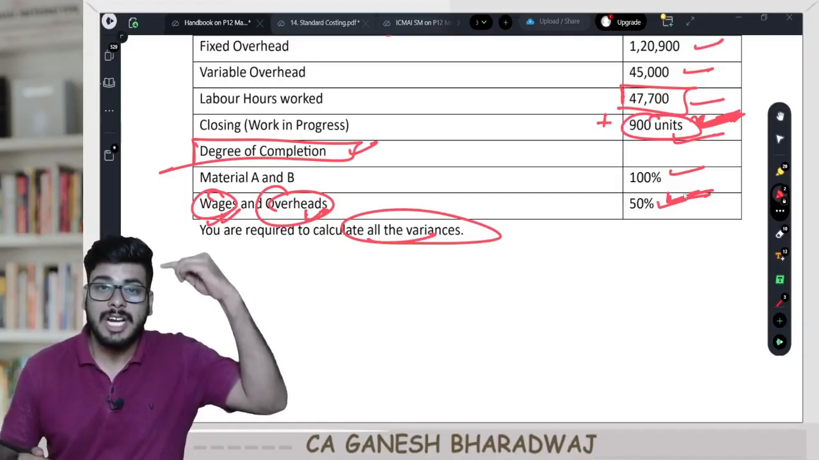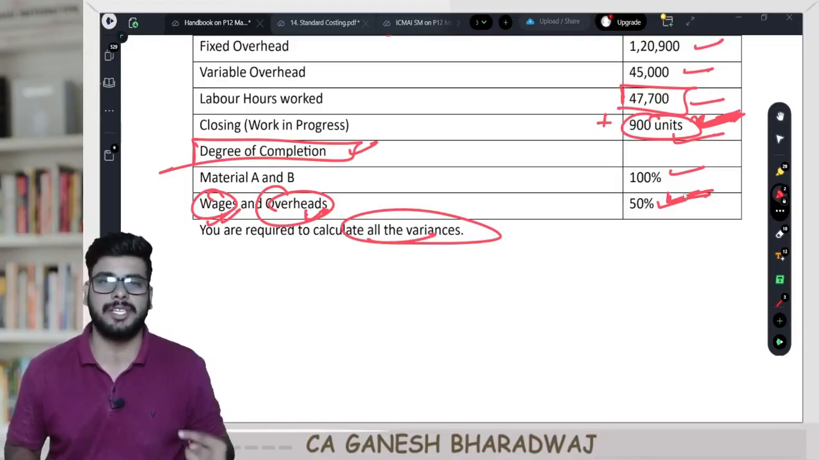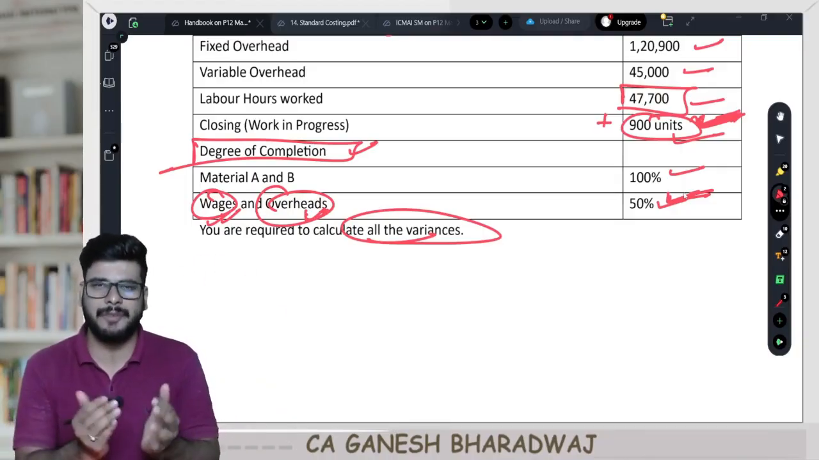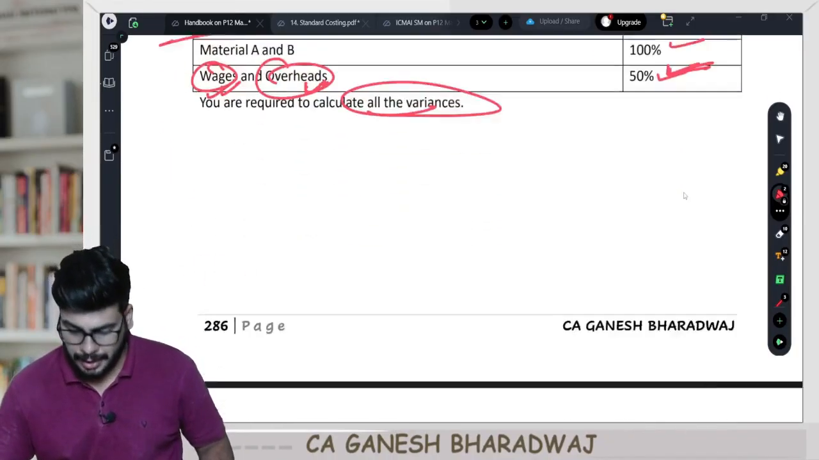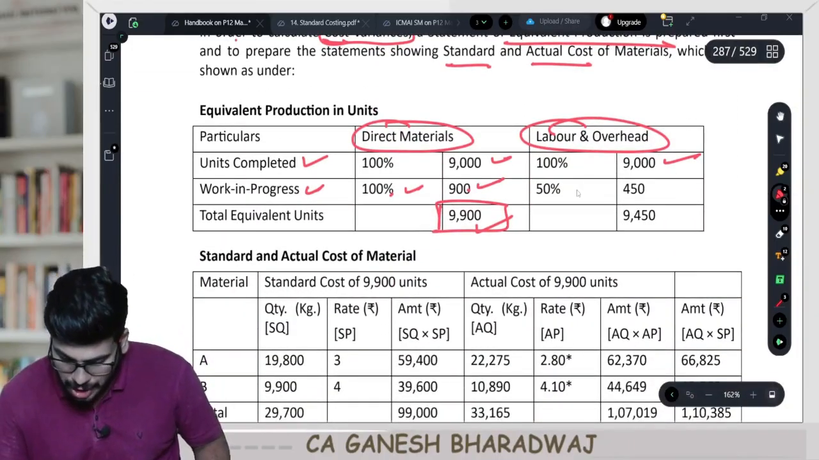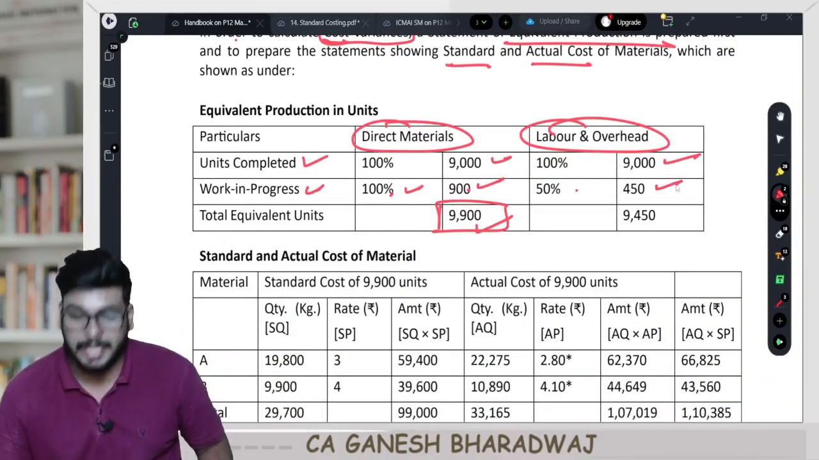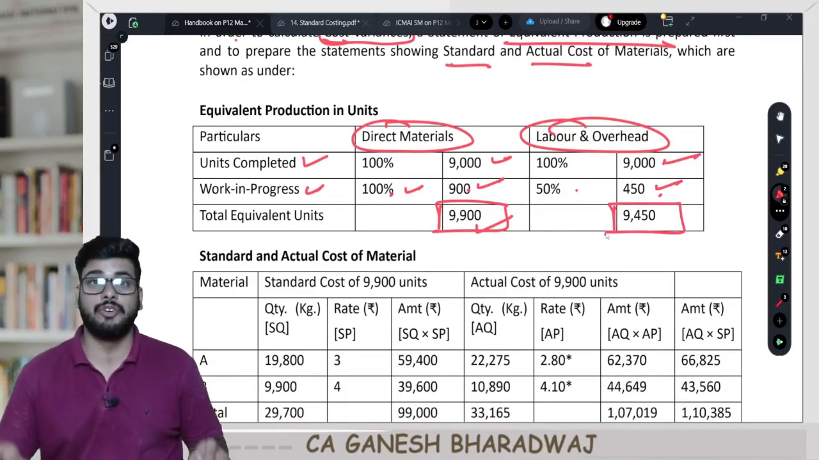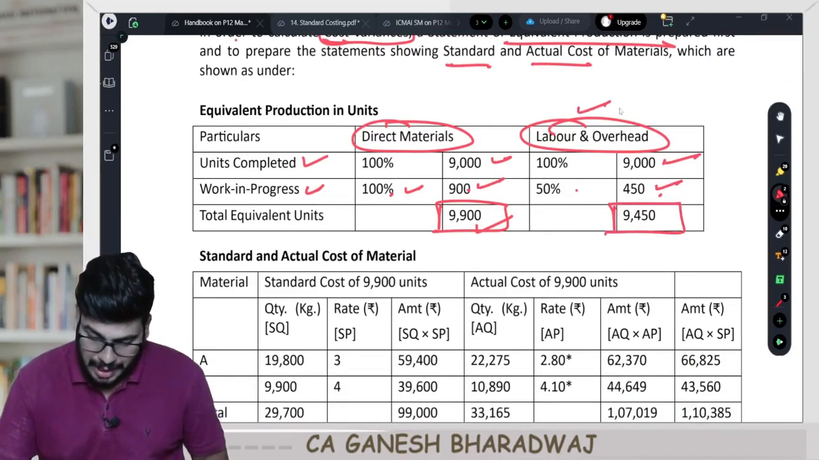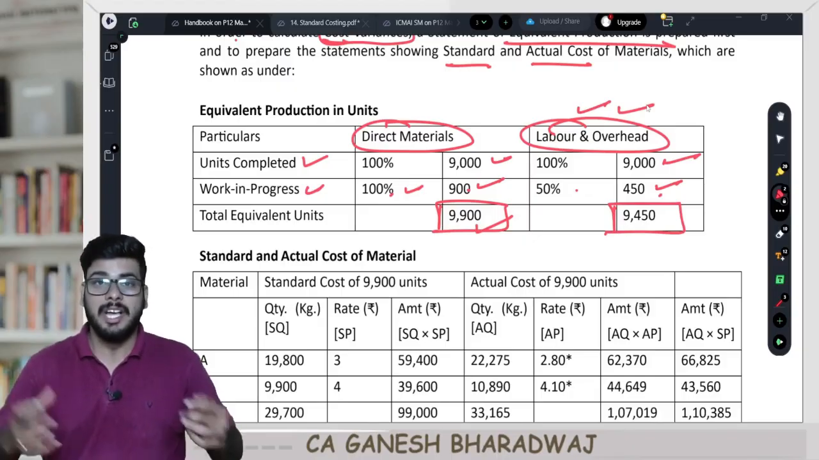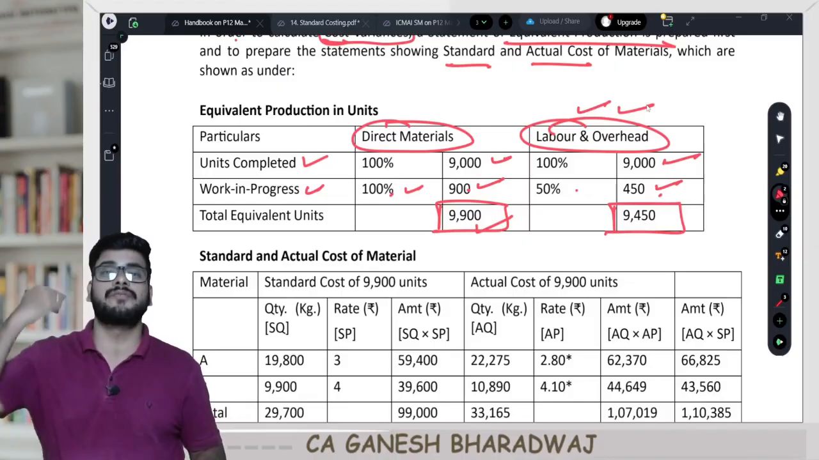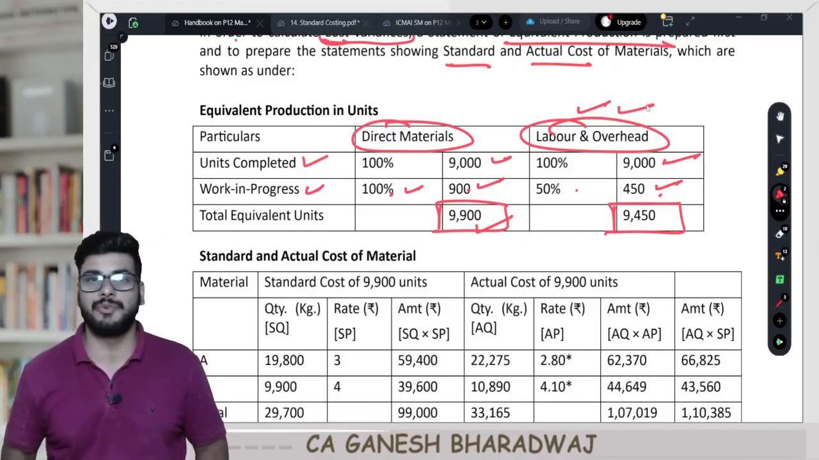Or in other words, 900 units, 50% complete, is equivalent to 450 units, that is half of it, 450 units fully complete. Correct, guys? Yes. So what we do here is 50% of 900, we'll say 450. So 9,000 plus 450, 9,450. So for the purpose of computing my labor and overhead variances, I will say by consuming my labor cost and overhead cost, 9,450 equivalent units got produced. Are you clear with this?